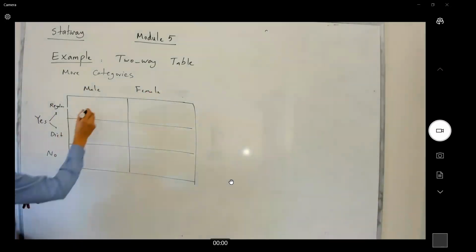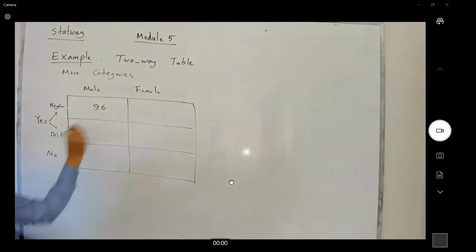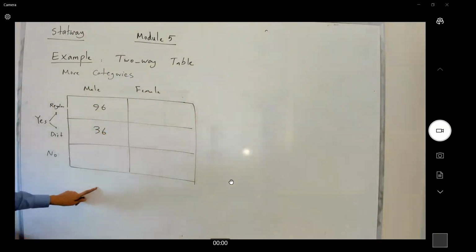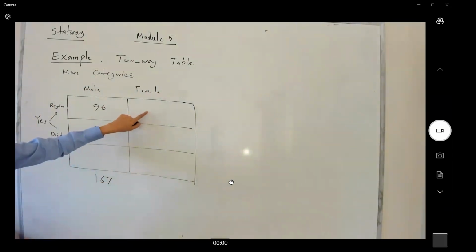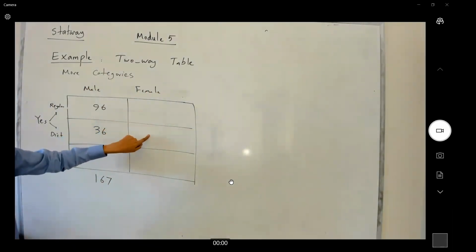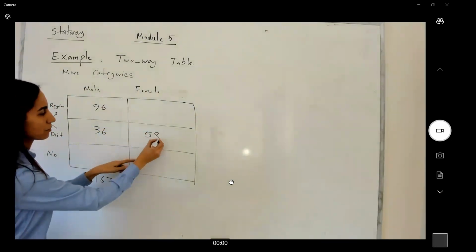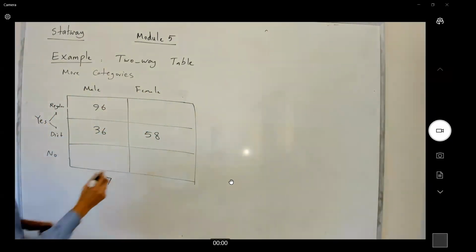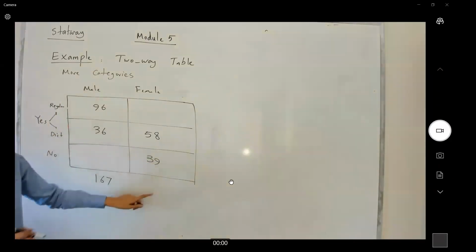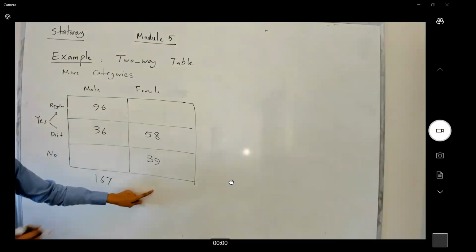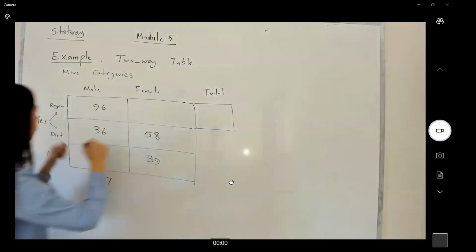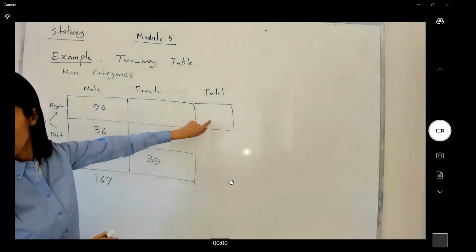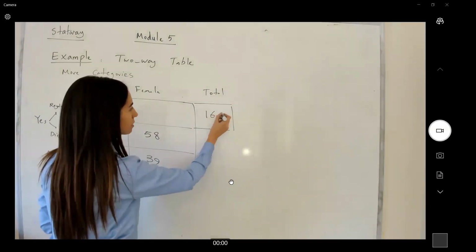So here you have 96. Then you have 36. And the total is also given to you as 167. Then for the female, you have nothing here. How many drink regular soda daily? And you have the diet one, which is 58. And no is 39. And there is no total given to you here, but you know that the total on this side for regular is 168.